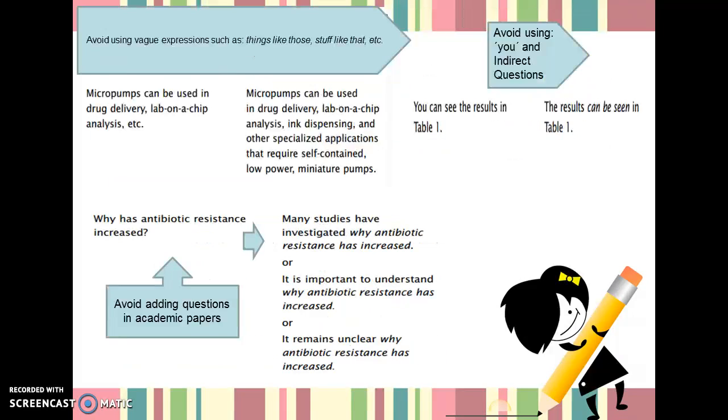We have more tips. Avoid using vague expressions such as things like those, stuff like that, etc. Those are vague expressions, so we have to be specific about what we are referring to. And here we have the example: Micropumps can be used in drug delivery, lab on a chip analysis, etc. Here it is noticeable that the writer does not contain that much information as expected.